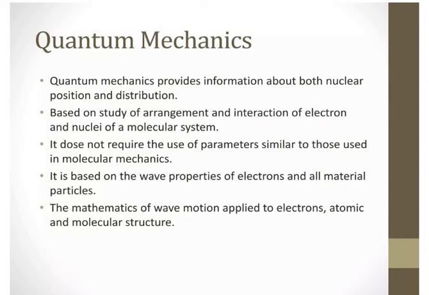So what is the role of quantum mechanics? How is quantum mechanics related to molecular modeling? Quantum mechanics provides information about both nuclear position and distribution based on a study of arrangement and interaction of electrons in nuclei of a molecular system. It does not require the use of parameters similar to those used in molecular mechanics. So, it is based on the wave properties of electrons in all material particles. So, the mathematics of wave motions applies to electrons, atoms, and molecular structure.